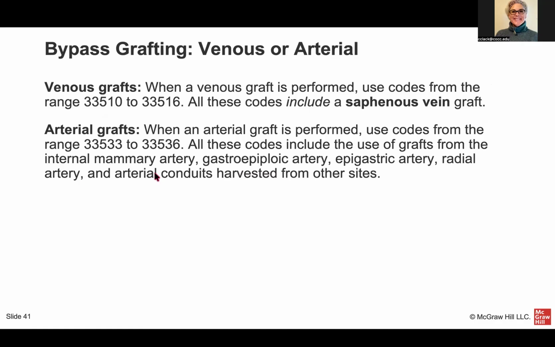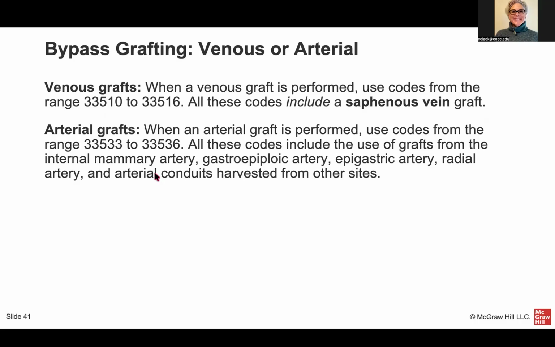Coronary artery bypass grafting, or CABG, is coded with careful attention to what type of graft material is used. Venous grafts use codes 33510 to 33516. All of these include the saphenous vein grafts. The saphenous vein is a long vein that runs down the inside of the leg, and it's commonly harvested for bypass grafting. Within the range, the codes differentiate by the number of grafts performed.